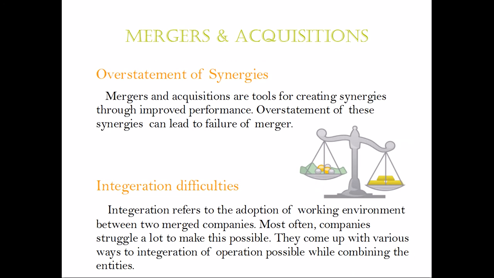Next one is overstatement of synergies. So we know what a synergy is. Synergy means the advantage that is acquired through merging or acquisition. But in some cases, to make the merging happen, companies tend to overstate the synergies that would arise out of the merging. So that overstatement results in over expectation of the merging. So that could result in failure of merging.